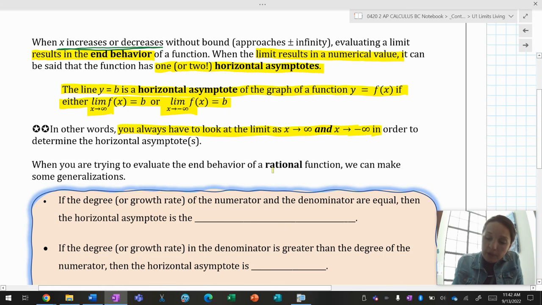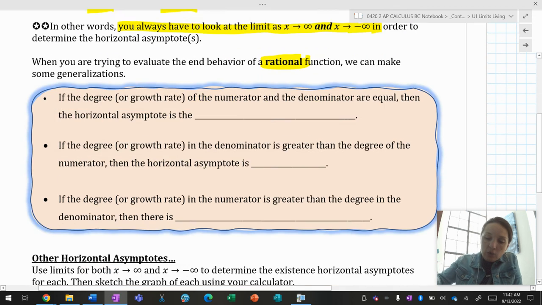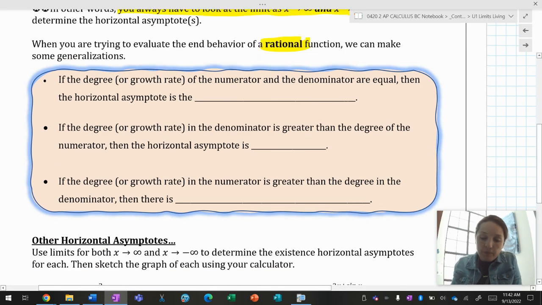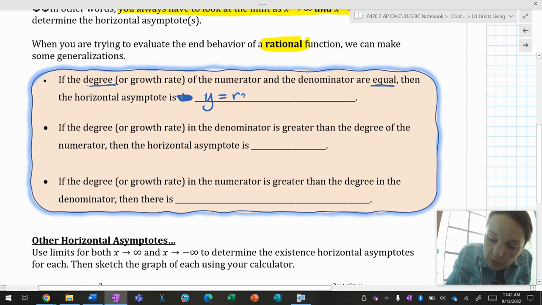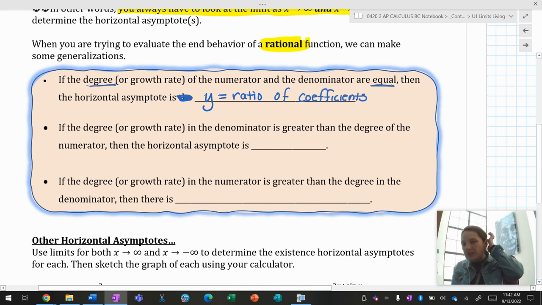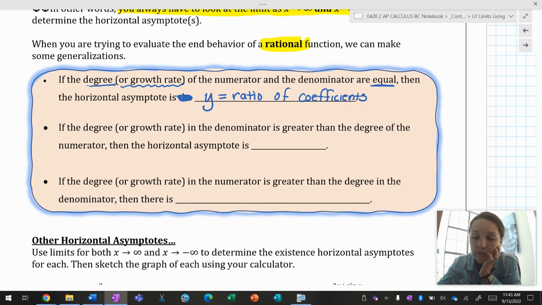If you are trying to evaluate the end behavior of a rational function, that's polynomial divided by polynomial, you can make some generalizations. Those are the ones we talked about before. If the degree of the numerator and the denominator are equal, then the horizontal asymptote is y equals the ratio of the coefficients. You may notice that I skipped over some words there. This works for more than just rational functions, and we'll get to that in a minute. If your numerator and denominator have the same growth rate, is another way to say that. Then you take the ratio of the coefficients.